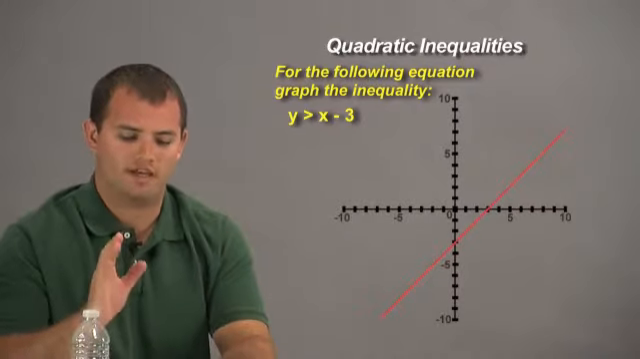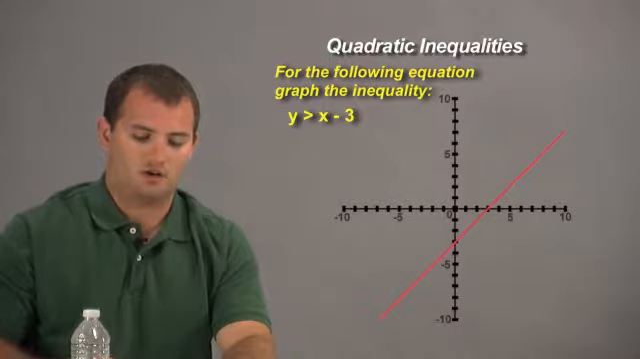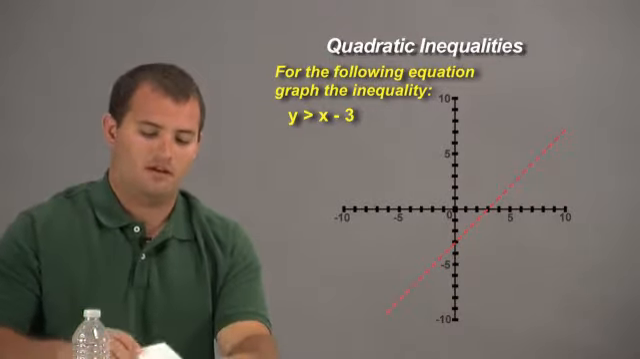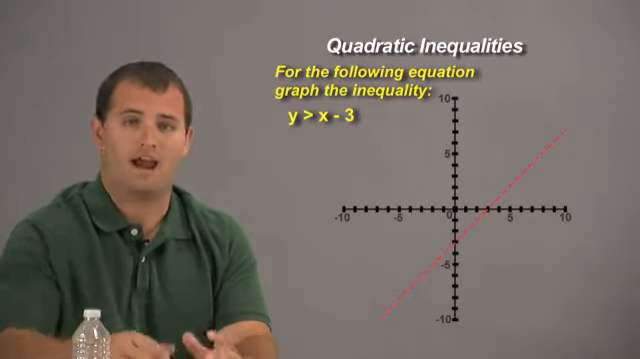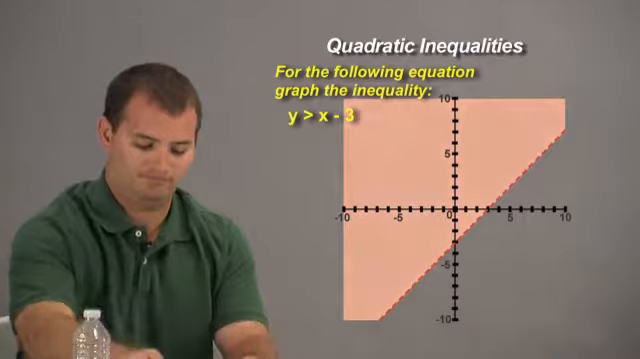But first, we need to consider the inequality. It's a strictly greater than inequality. So we need to make the line dashed and then shade above. And here's a graph of that. And now we're just going to shade above the dashed line following the inequality.